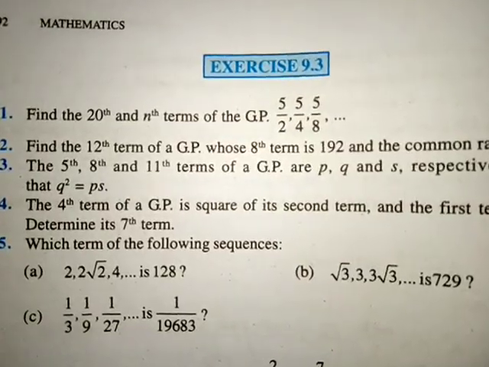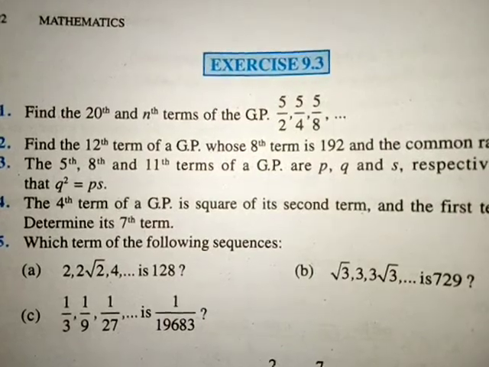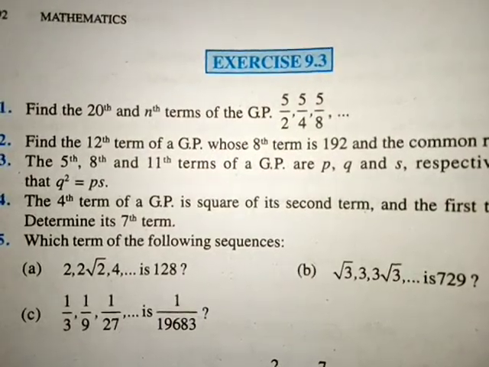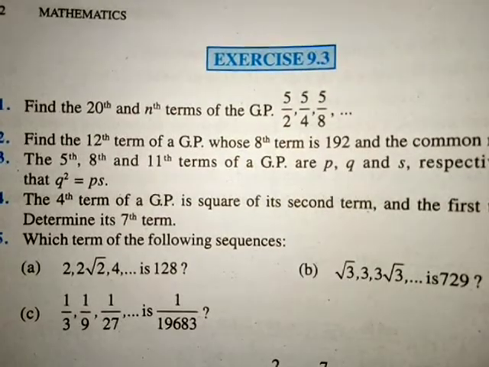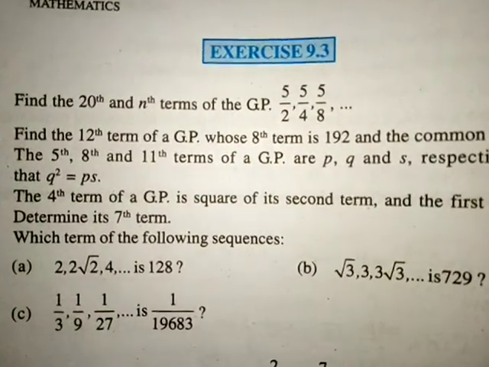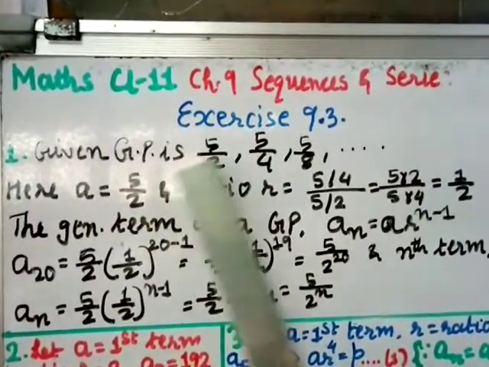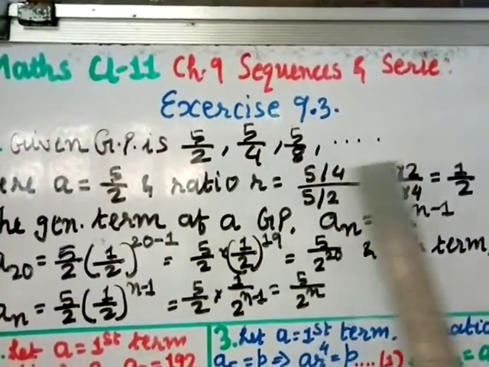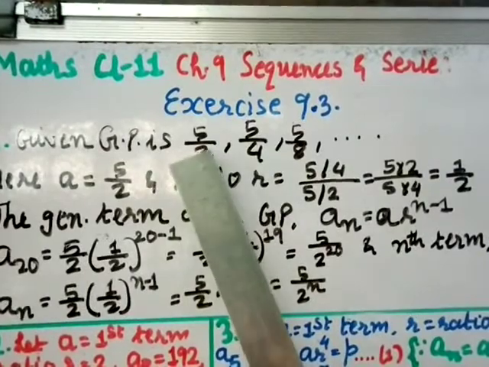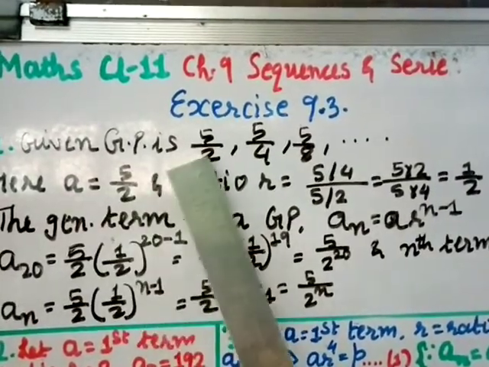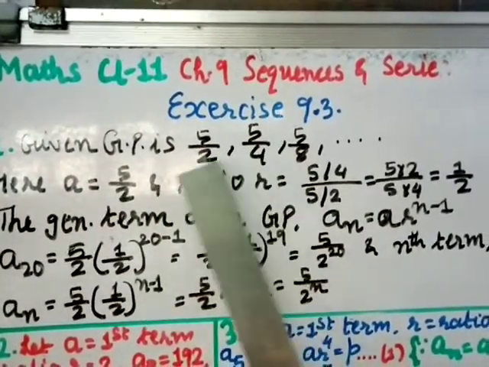Question number 1. Find the 20th and nth terms of the GP 5 by 2, 5 by 4, 5 by 8 and so on. Here the given GP is 5 by 2, 5 by 4, 5 by 8 and so on. So the first term here is A equal to 5 by 2, and the ratio will be this divided by this.